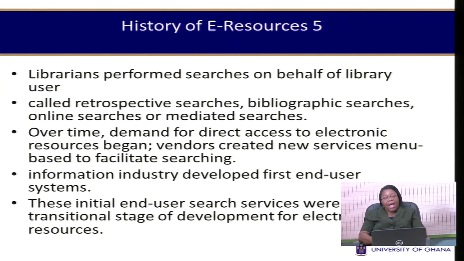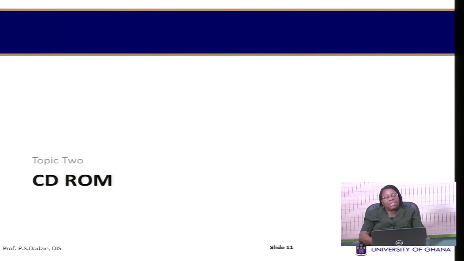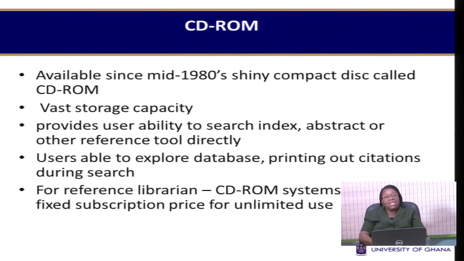Now, alongside the databases came the CD-ROMs. The CD-ROMs were available in the mid-1980s. They are the shiny compact disc, and they stored a lot of information. And another advantage of the CD was its ability to search the index. And so it was very good in storing lots and lots of information, but it also had its challenges.